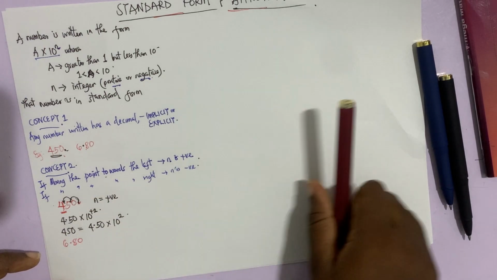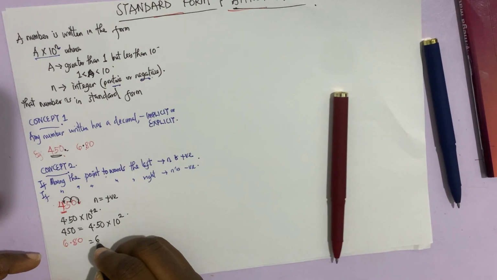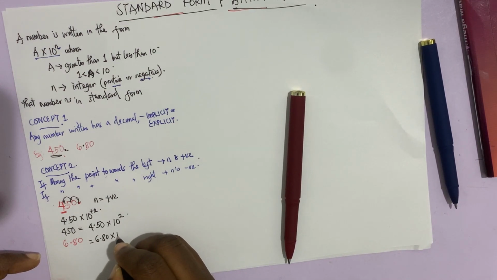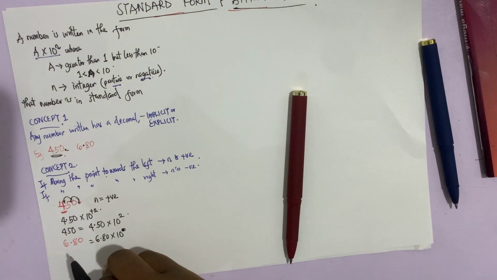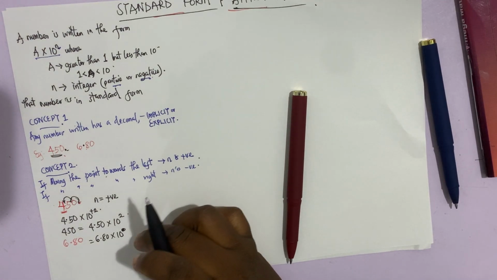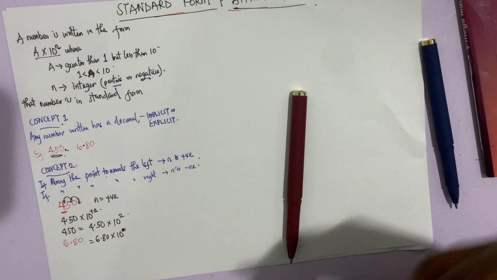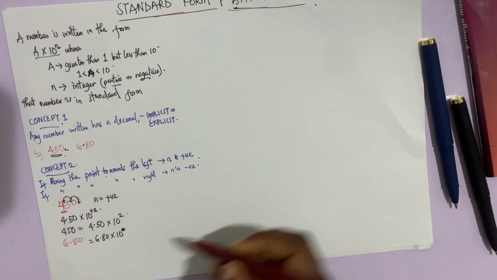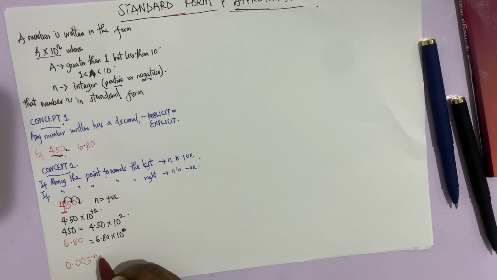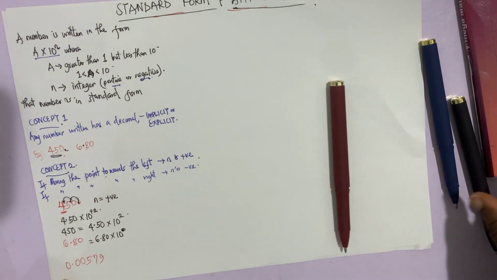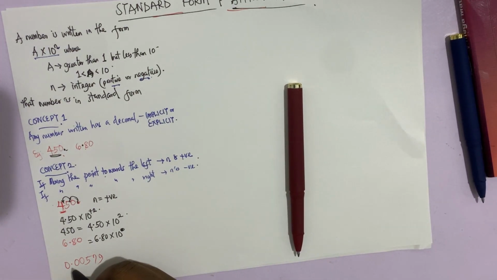So this is as saying 6.8 times 10 raised to power 0, and when we did number base, we learned that anything raised to power 0 is 1. So 6.8 times 1 is still 6.8. But what if we have a question like 0.00579?